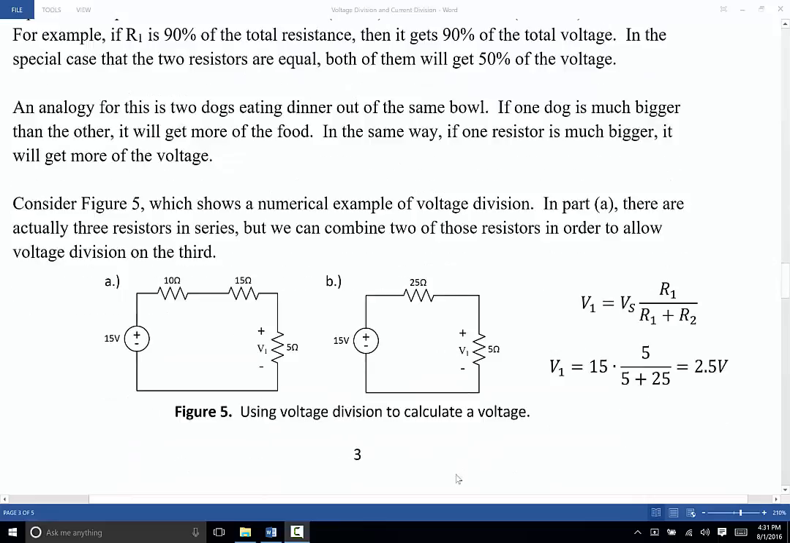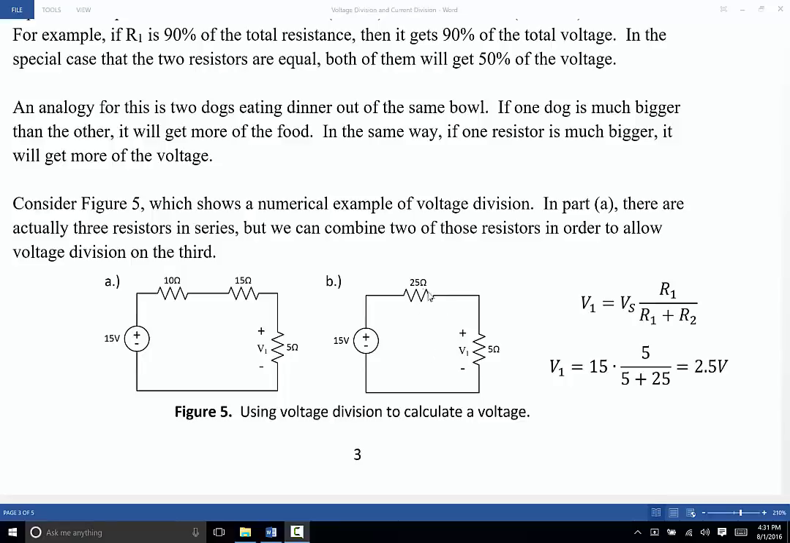So let's look at a numerical example here. I've actually shown you an example here in part A where we have 3 resistors. And I really only want to know the voltage across the 5 ohm resistor. So what I'm going to do is I'm going to combine the other 2 resistors together. So the 10 ohm and the 15 ohm, I'm going to combine those together into 25 ohms. And now I'm down to the circumstance where voltage division can apply.